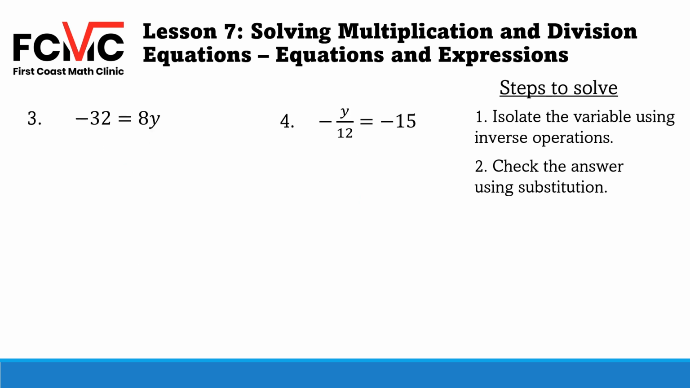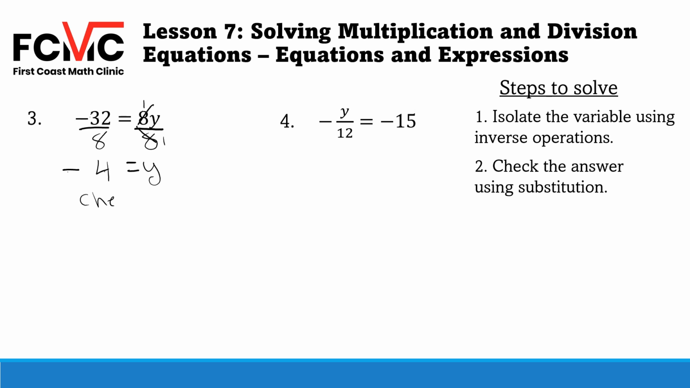For number 3, we've got negative 32 equals 8y. So we're multiplying 8 and y. To undo that multiplication, our inverse operation is going to be division, so let's divide by 8 and 8. Again, 8 divided by 8 is just going to give us 1 and 1. We're multiplying and dividing by 1, so it's not going to change anything, so we can just write y equals negative 32 divided by 8. Whenever we divide or multiply two numbers that are opposite signs, the sign of the answer is going to be negative, and then 32 divided by 8 is going to be 4. So our answer here is negative 4.